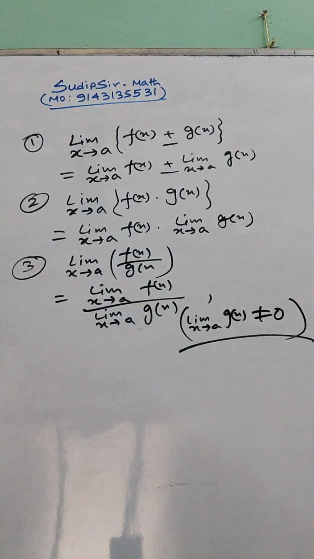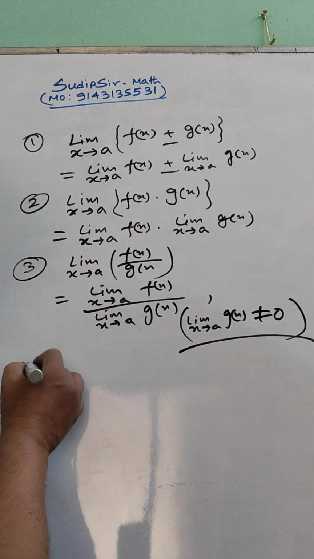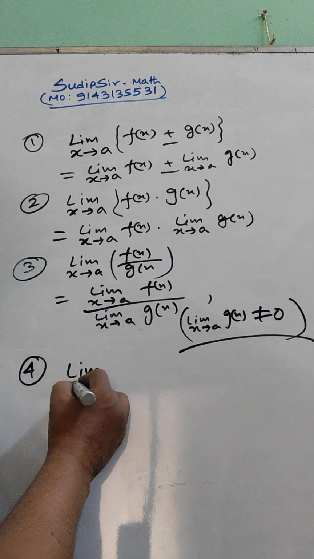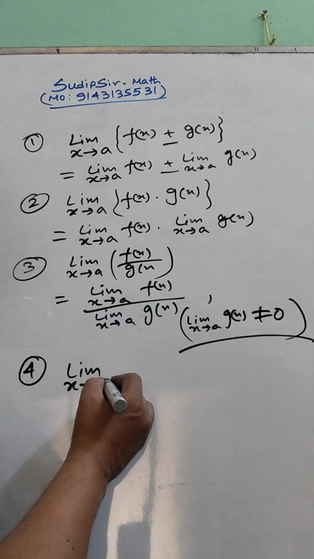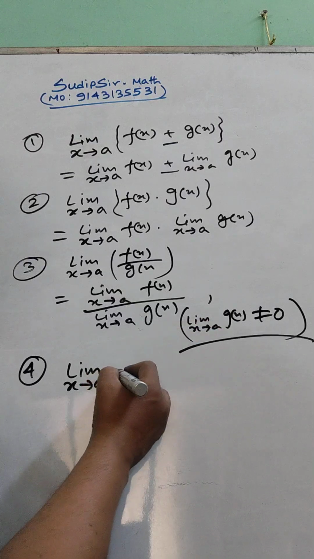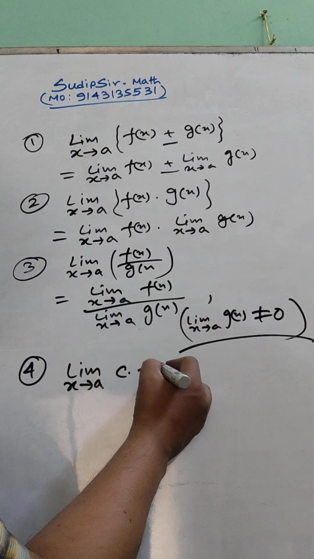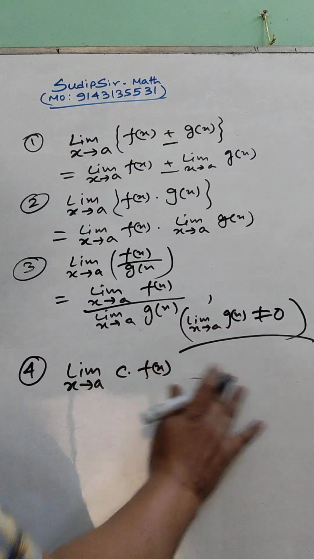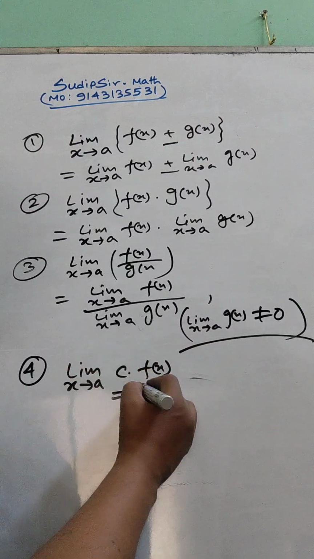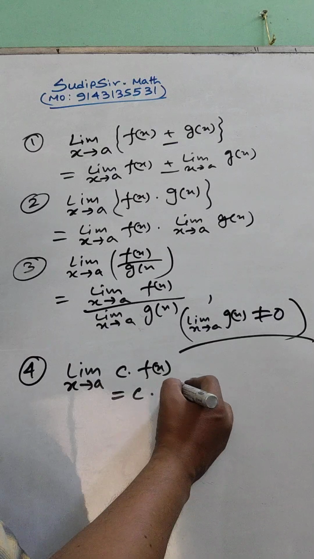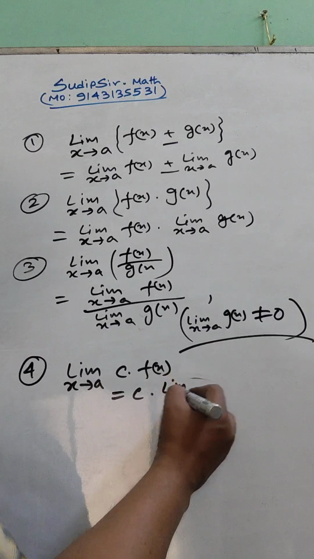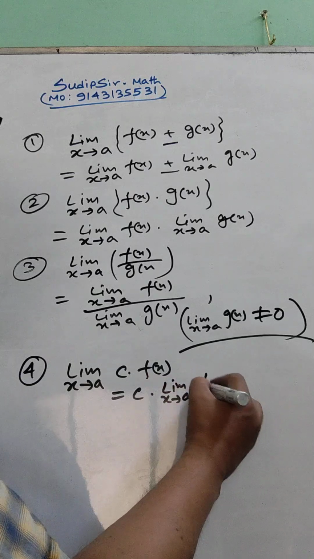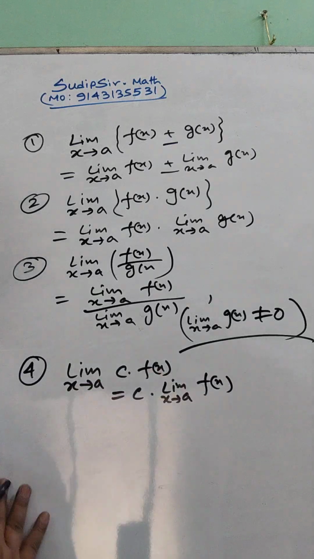Okay. And for any constant c, limit x tends to a of c into f(x): simply c can be taken outside, c into limit x tends to a of f(x).